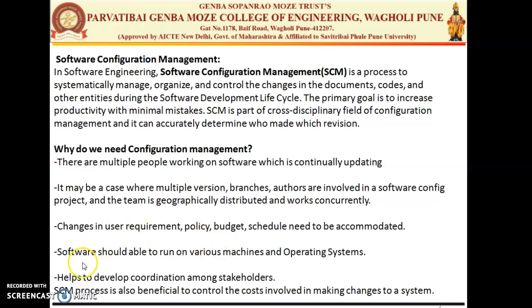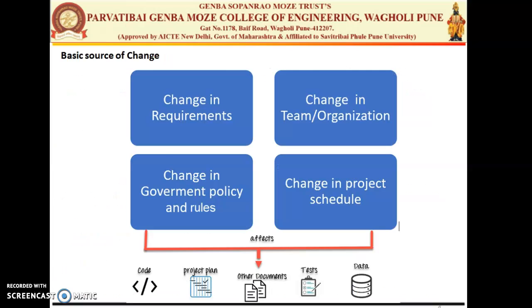The next one is that software should be able to run over various machines, that you can say the operability, portability, and the operating system. So that is the thing you need to know about configuration management for your software. It helps to develop coordination among the stakeholders, and the SCM process is also beneficial to control the cost involved in making changes to the system. So these are the reasons why we need configuration management for our software.